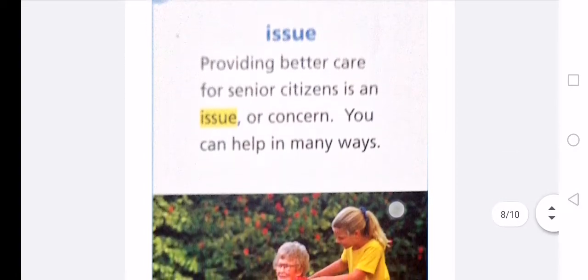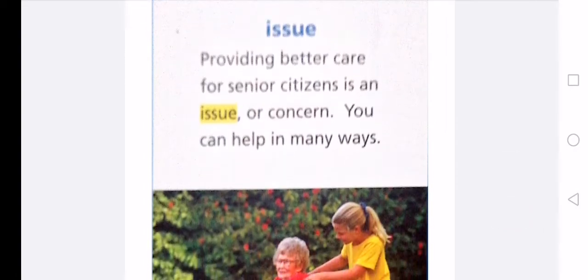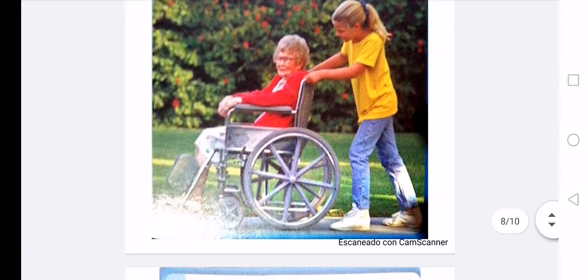Number 8, issue. Providing better care for senior citizens is an issue or concern. You can help in many ways. Issue can be a concern, as you see it there. Something that you see that needs to be taken care of can be an issue. An issue can also be something that is affecting a large amount of people. In this case, you can see that the senior citizens need help. So you can volunteer and go to these places. You are helping the issue.